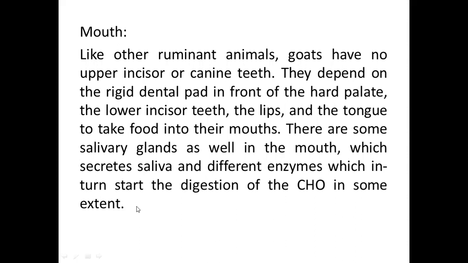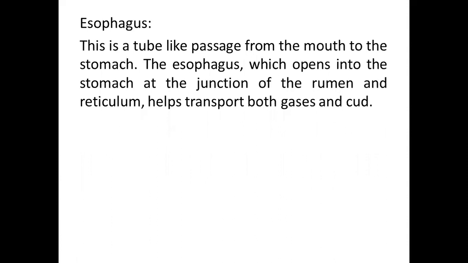The salivary glands secrete saliva and different enzymes, which in turn start the digestion of the carbohydrate to some extent. So the digestion starts here. The next portion, that is the esophagus, is a tube-like passage from the mouth to the stomach.